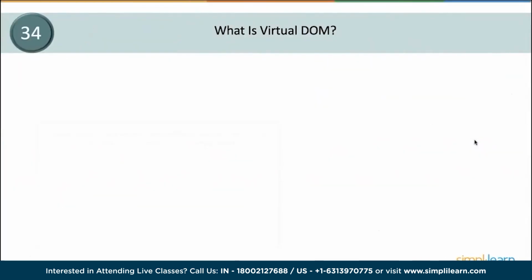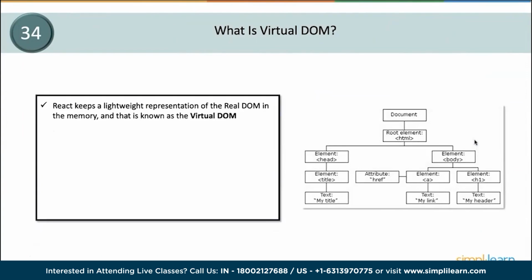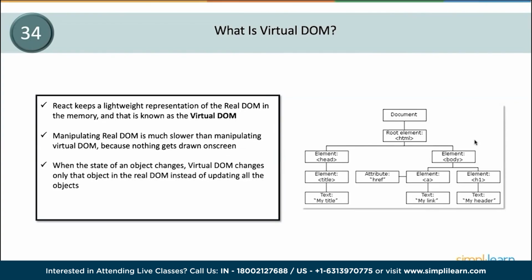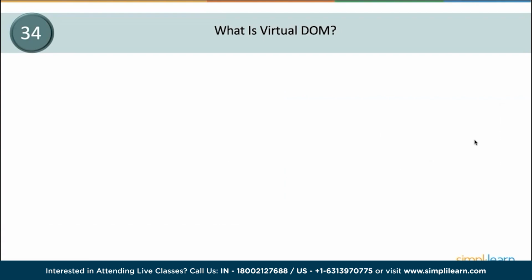Now, the next question: what is the virtual DOM? The virtual DOM is a representation of the DOM in memory. Manipulating the real DOM is much slower and costlier, because you need to repaint the DOM over and over when the user changes things. So when the state changes, the virtual DOM changes, and only the changed objects in the real DOM are updated instead of the entire object. That makes your page load far faster.